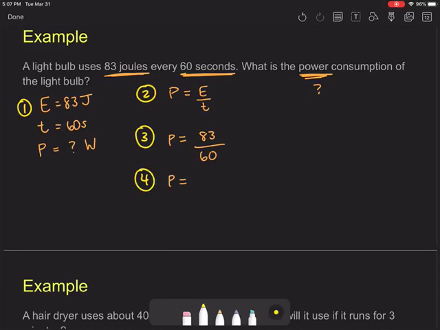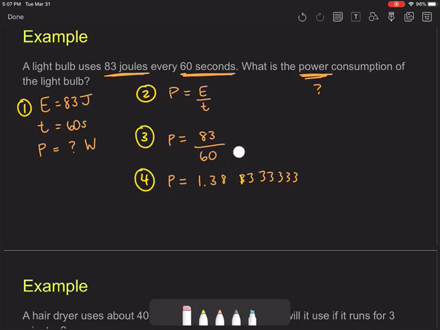And for step 4, we're going to plug that in. So we're going to go 83 divided by 60, and we're going to go to 2 decimals. So we have 1.38, and if you look at your calculator, it should say 3, and so on and so forth. To round to 2 decimal places, we take a look at that third decimal place. It is a 3. Because it is a 3, we round down.